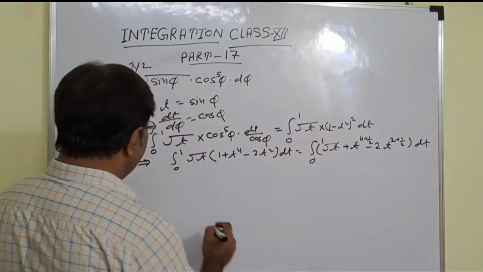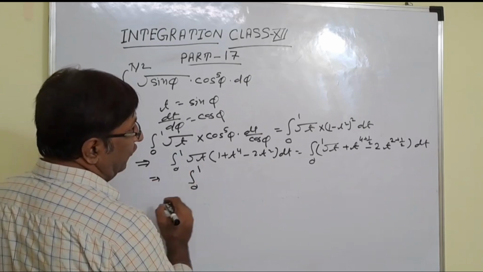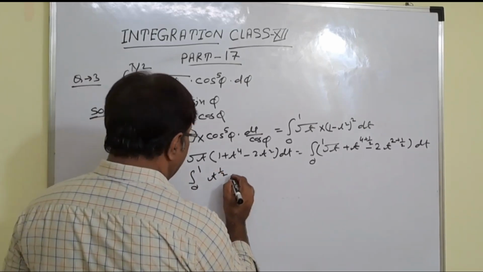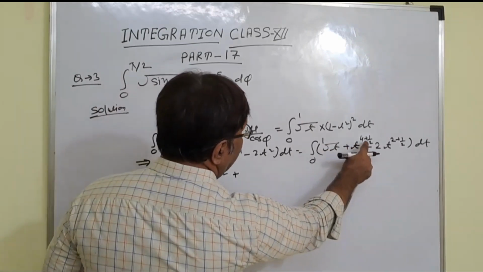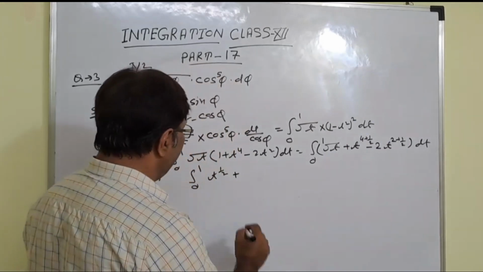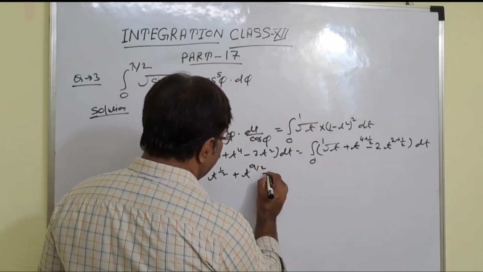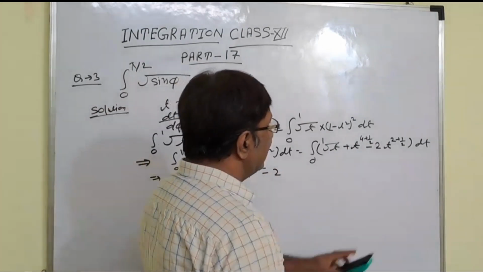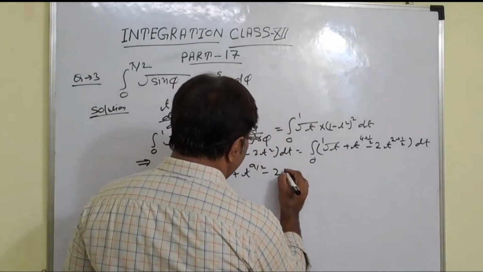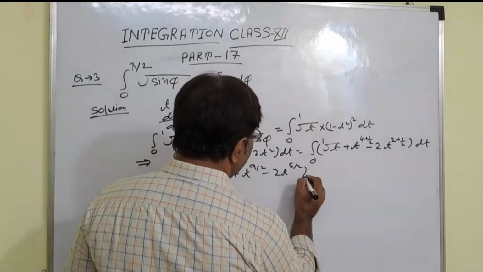Now we can write easily, this is integration of 0 to 1. And here root t means what? T power half. Here t power 4, LCM we will take. So here 1, so 4 2 is 8 plus 1, 9 by 2. So this is t to the power 9 by 2. Again this is minus. And this is what? 2 2 is 4 plus 1, 5 by 2. So this is 2 into t to the power 5 by 2, and this is dt.